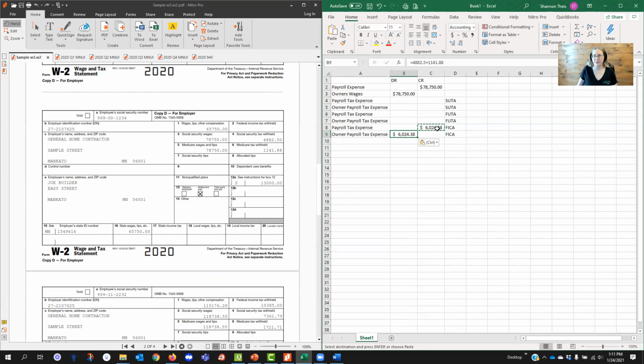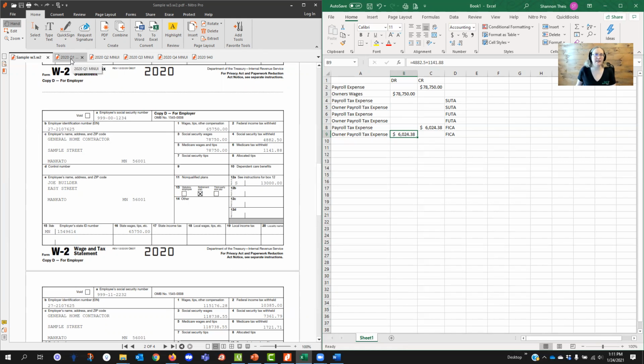So we're always crediting the payroll expense and debiting the owner payroll expense, because we need to reduce what was on the books and move that into the general bucket, and we need to increase the owner payroll cost.